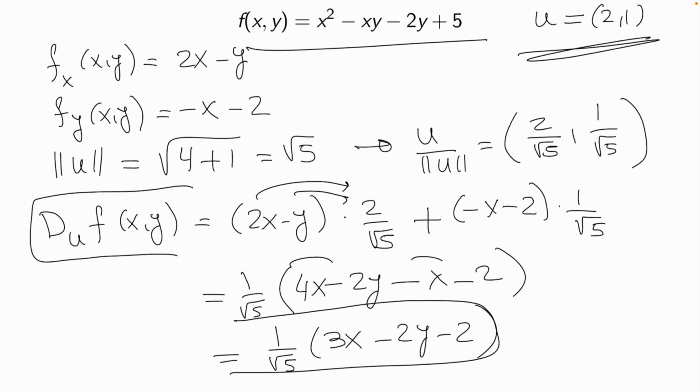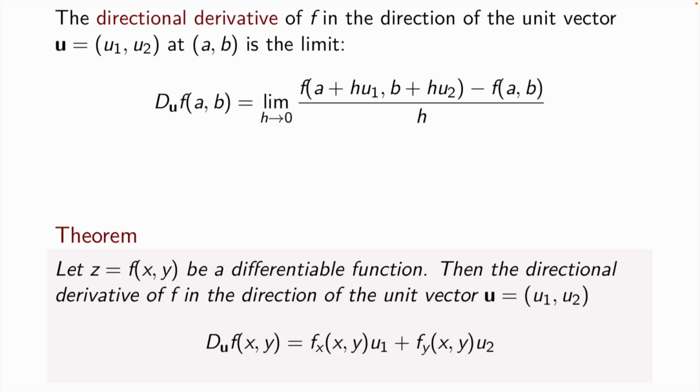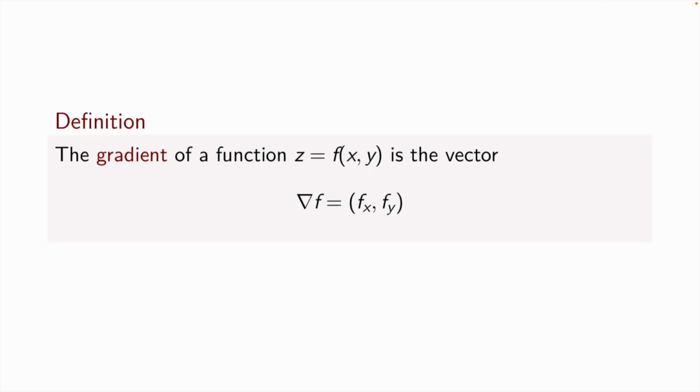If we want it at a particular point, we can plug in the particular point that we want. We can see that what we needed in the directional derivative are the partial derivatives with respect to x and with respect to y. So we're going to define now a vector whose components are exactly those, the partial derivative with respect to x and the partial derivative with respect to y.